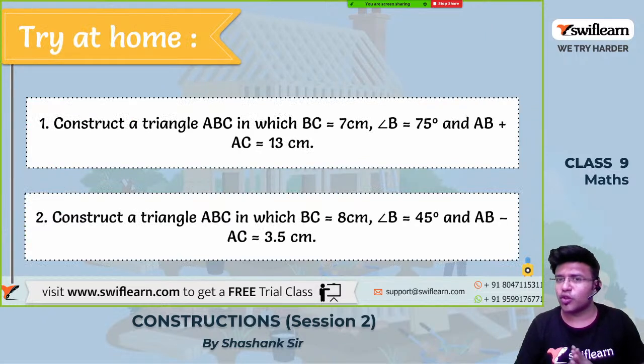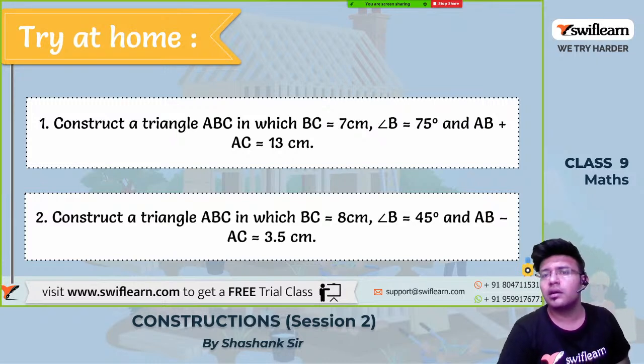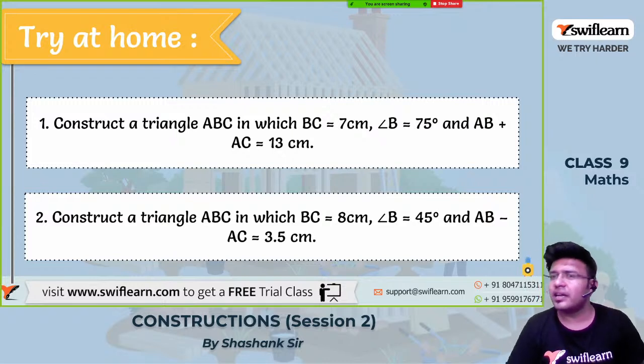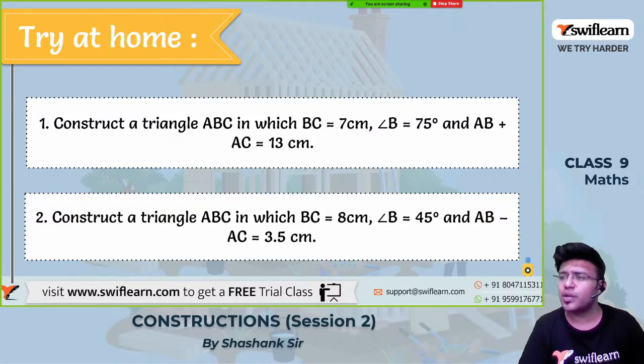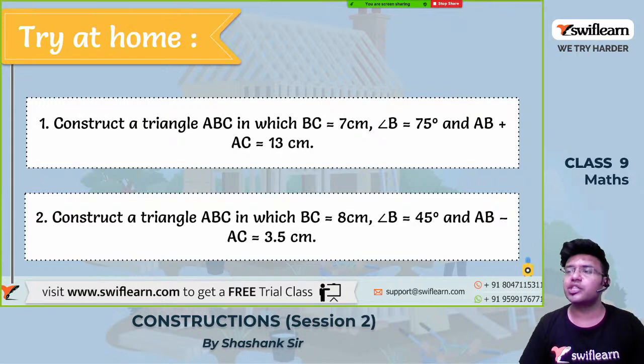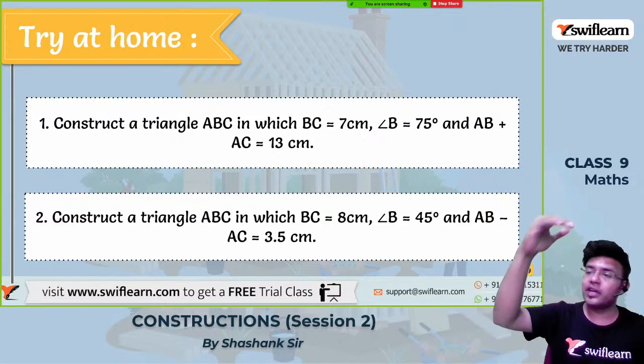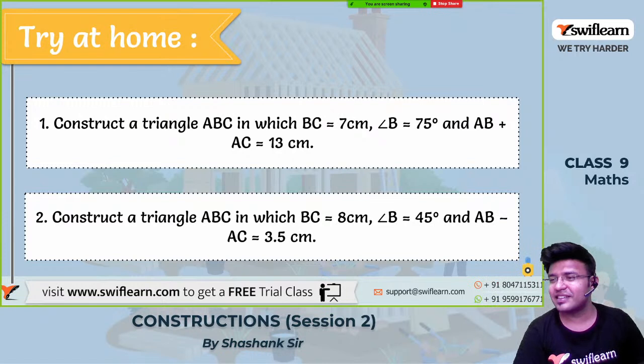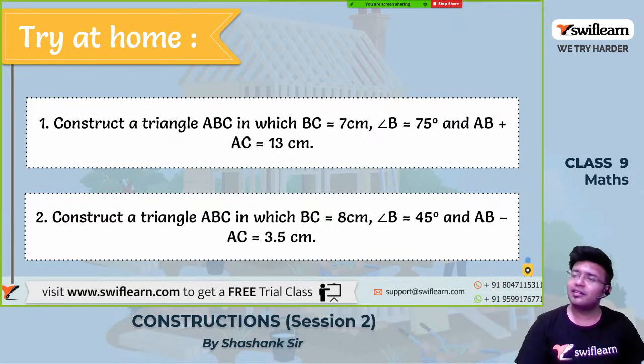Now this is the homework for you guys. Construct a triangle ABC in which BC is 7 centimeter, angle B is 75 degrees, and AB plus AC is equal to 13 centimeter. How to do it? First you draw a base BC, then you draw angle 75. How to draw angle 75? It is nothing but 60 plus 15. So make two 60s, one 60 made, second 60 made, bisect the second 60, 30 will come, bisect 30, 15 will come, add that 15 and this 60, you get 75 degrees.